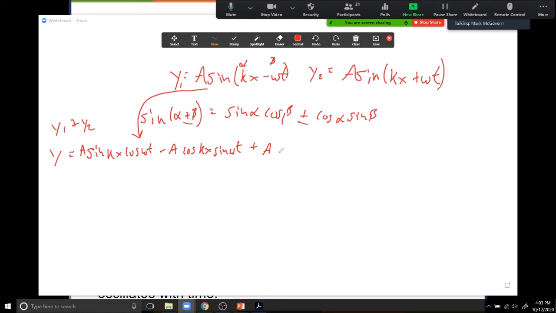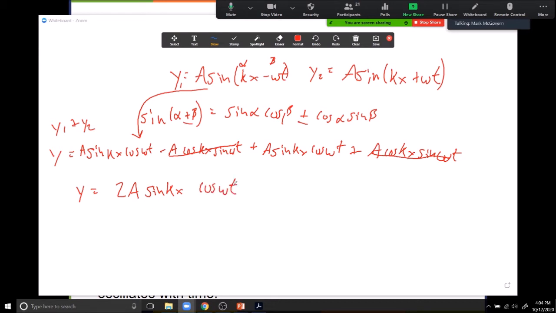All right, so the next part here, we're going to do the plus one. So it's the same stuff, but with a plus sign here. And so guess what happens? See you later. Cosine kx sine omega t. You're gone, and you're gone. And we are left with this pretty darn cool relationship. 2a sine kx cosine omega t.